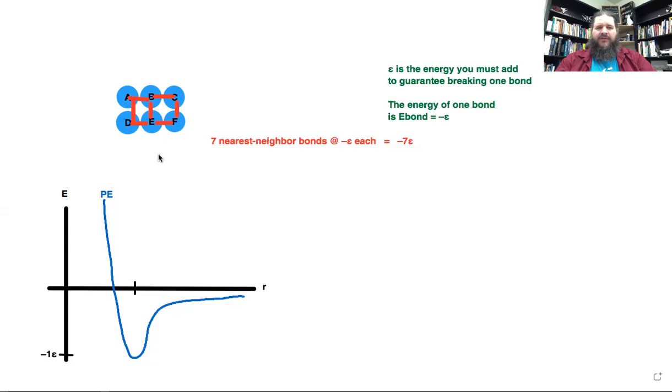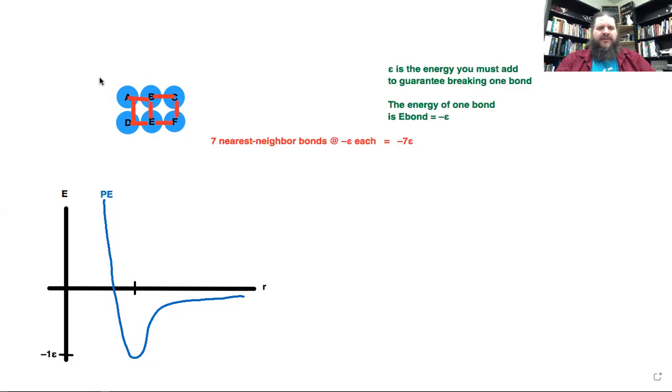However, those aren't the only bonds involved, because A, for instance, could also be interacting with what other atom other than just B and D? Yeah, A interacts with C or E or F. So if we want to be really accurate, we should consider all the bonds. First of all, other than B and D, which atom is next closest to A? Yeah, E is next closest.